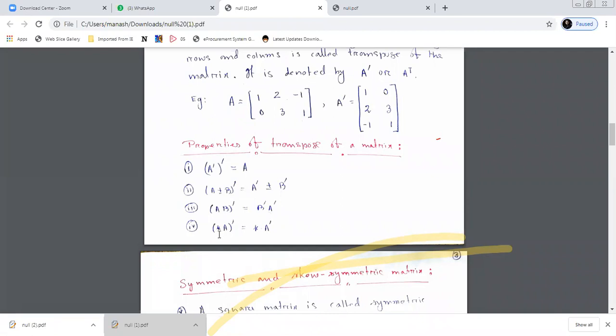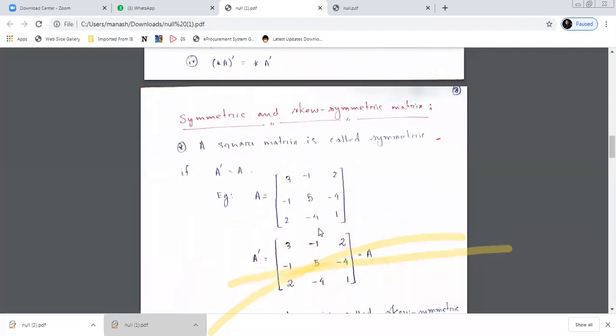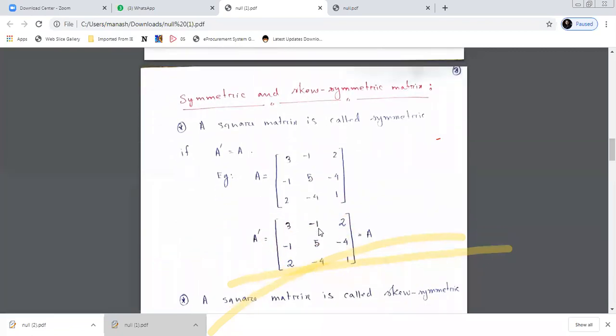Clear? Now K into A whole dash equal to K into A dash. Here K is nothing but simply a constant. Suppose K equal to 2 also, K equal to 3 also, like that, any constant. It is simply a constant. Now, is it clear what is the transpose of a matrix? All of you? Yes, sir. Is it clear?